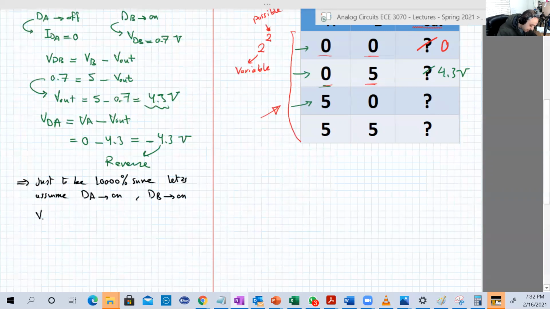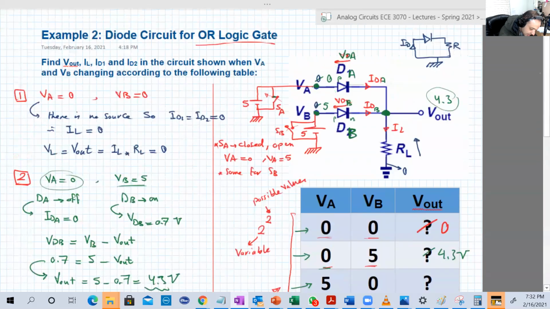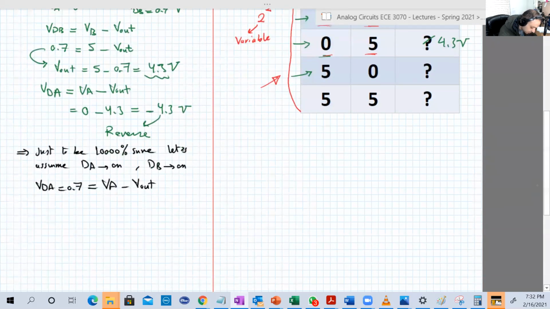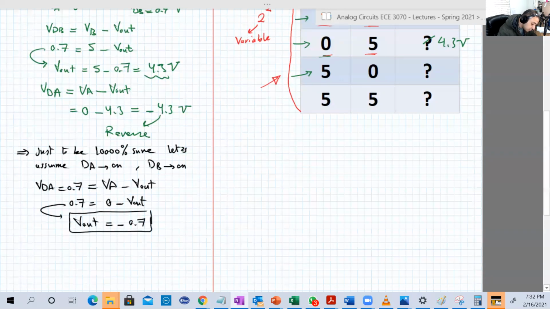if DA is on, then VDA is 0.7, which is equal to VA minus V out. Just look at the terminals here. VDA equals this point minus this point. VA minus V out. So 0.7 equals VA, which is 0, minus V out, which is unknown. So from here, V out equals minus 0.7. Okay, no problem. So the B side is 0 voltage, the N side is minus 0.7. So the B side is bigger than the N side by 0.7.